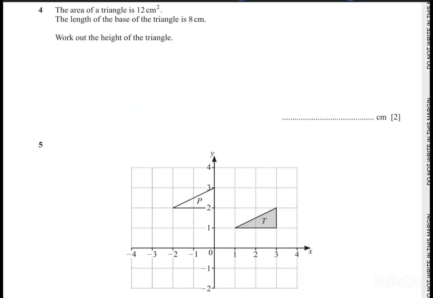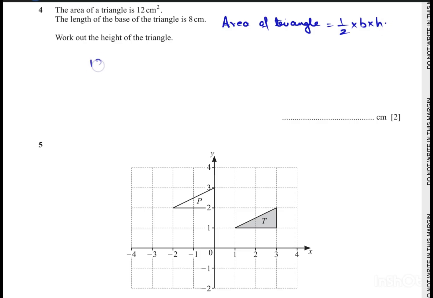Question number 4. The area of a triangle is 12 centimeters square. The length of the base of the triangle is 8 centimeters. Work out the height of the triangle. So here the area is given and the base of the triangle is given. So area of triangle formula is half into base into height.